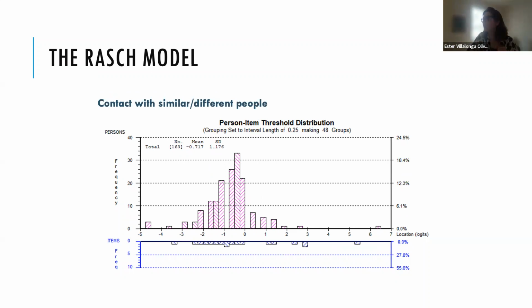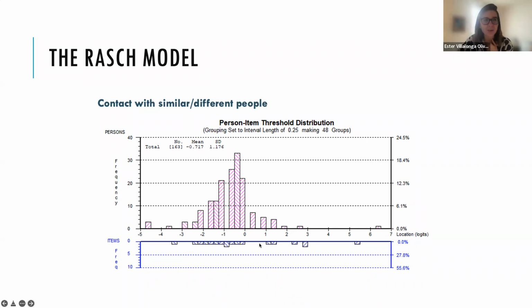And here, for contact with similar and different people, which is another dimension of the questionnaire, many items are covering different ability levels of the respondents. Still, we have a gap here and one here, so it's probably too difficult to endorse. But I was quite happy observing that I didn't have all items falling in the same location. They are falling in several places here.